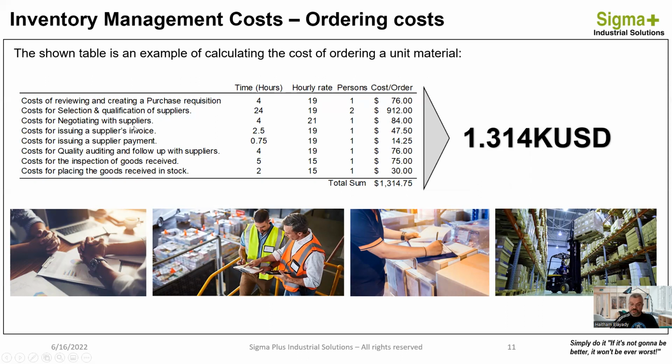The cost of negotiations will consume 4 hours, and the hourly rate is 21. So the total cost would be 84, and so on. So we are estimating the time for the activities associated with ordering the material, and then we transfer it to the monetary value, so we can calculate the total sum of the ordering cost, which is found to be $1,314.